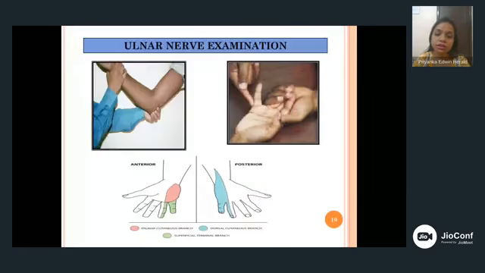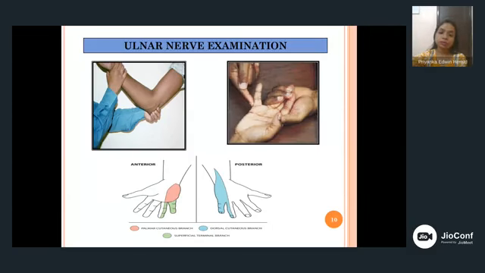Then the next examination, a very important nerve, is the ulnar nerve examination. The ulnar nerve is majorly and most commonly affected in any leprosy patient. For it, we palpate the nerve. The ulnar nerve comes superficial at the back of the medial epicondyle of the humerus, in the ulnar groove. There we palpate the nerve, and when we palpate, we see all the 3 points: thickening, whether it is tender or not, and its consistency.